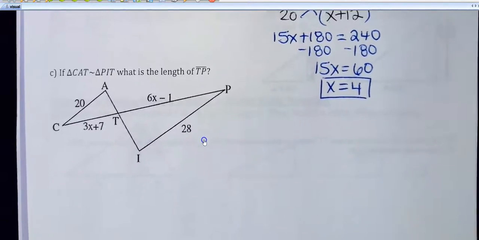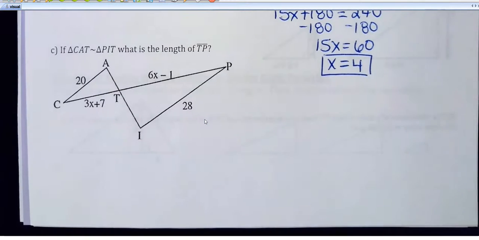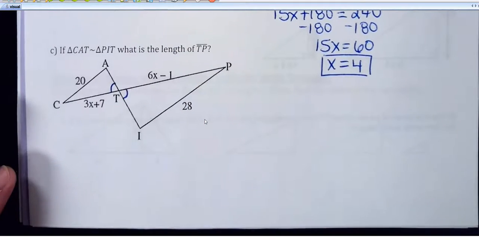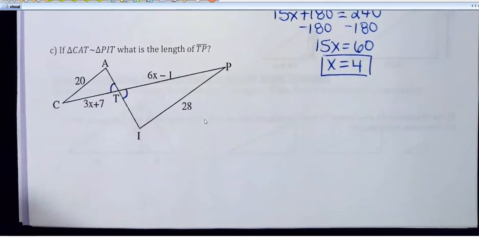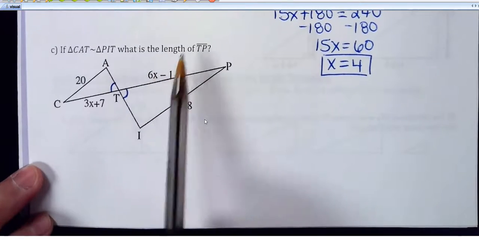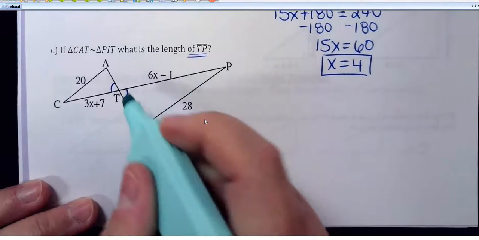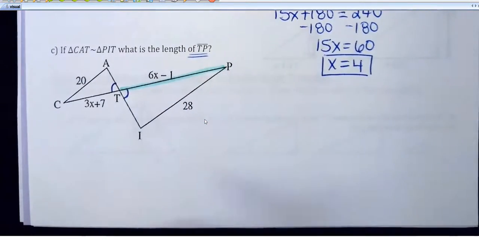This is maybe a little bit more straightforward, but I got to read the question carefully. It says triangle CAT and triangle PIT are similar to each other. So you don't really need to mark this, but I would have vertical angles right here if I needed that for some reason. Really, I just want to set up a proportion here. It says find the length, or what is the length of TP. So T to P is this segment right here. The 6x minus 1. Okay, so we're going to have to find x here, but to find the length of that segment, I'm going to actually have to plug my answer back in to figure it out.